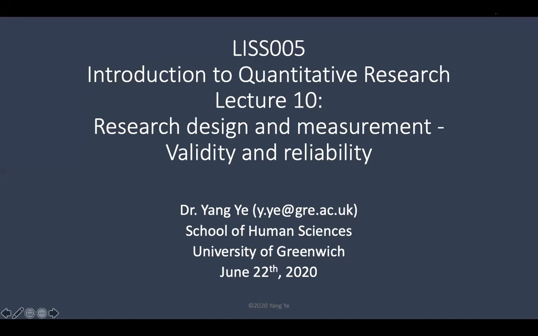So today we're talking about mostly two issues, validity and reliability. Validity is the most important fundamental issue in research design. And measurement, reliability and validity are both relevant for the issue of measurement.